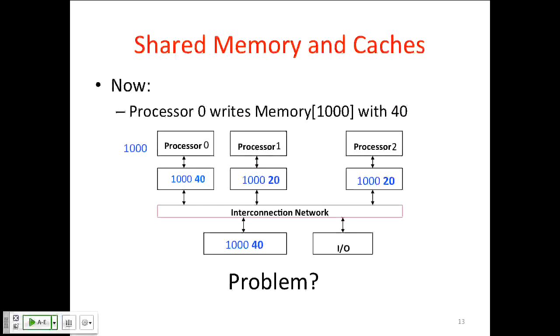Anyway, this processor writes location 1000 with the value 40 and updates memory with the value 40. Let's pretend this is a write-through cache. So what's the problem? Right, the other caches have the old value. So think about what would happen if they all tried to read location 1000 right now. This processor would see 40, this processor would see 20, and this processor would see 20, because they'd just be looking at that value in the cache. They'd all think, great, I got a cache hit, I'll read that value, but the value is stale. It has the old value in location 1000.